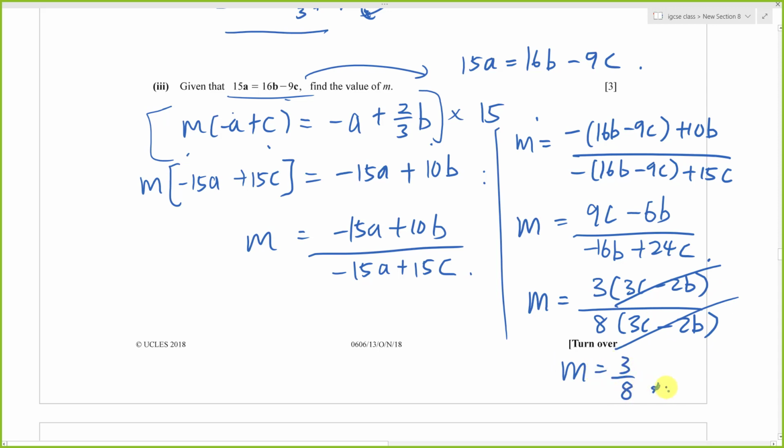Is that the correct answer? Yeah, it is the correct answer, but I don't think you should do it like this because it's just 3 marks. Is there any easier way of doing this? Yeah, I checked the marking scheme. The marking scheme answer is actually 3 over 8. But I think maybe we have some easier way of doing this.